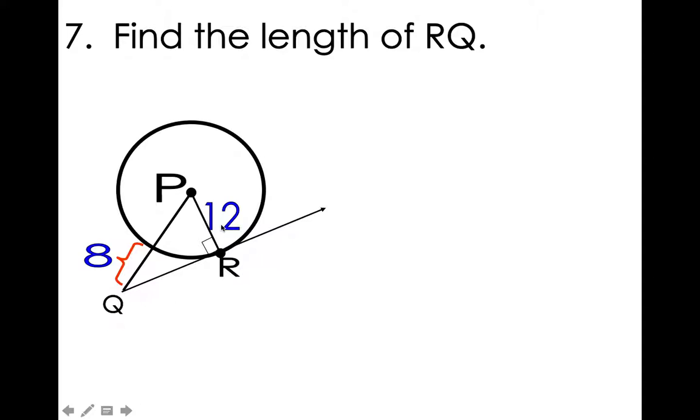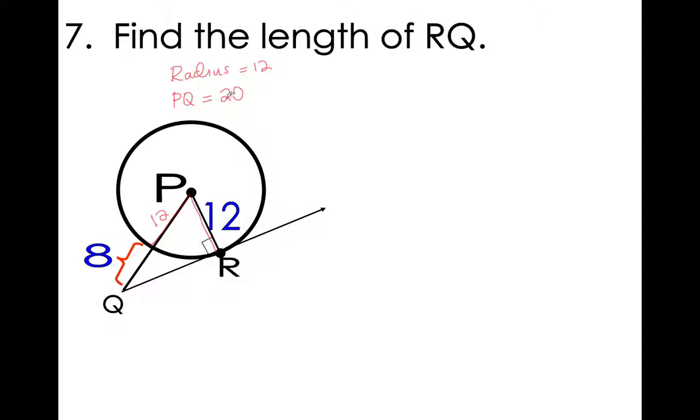All right, so when we look at this, the first thing we need to make sure of is we know that my radius is 12. That means that every radius in the circle is 12. So from P to R is 12. Well, from P to any point on the circle is 12. Well, that means that this right here is also 12. So that means that PQ is equal to 20.